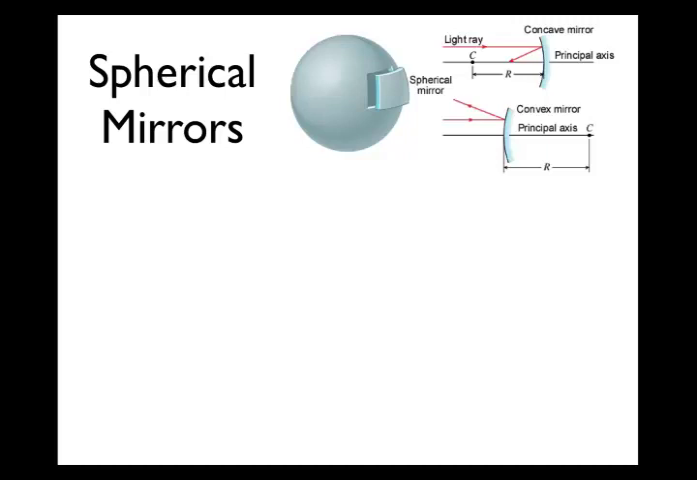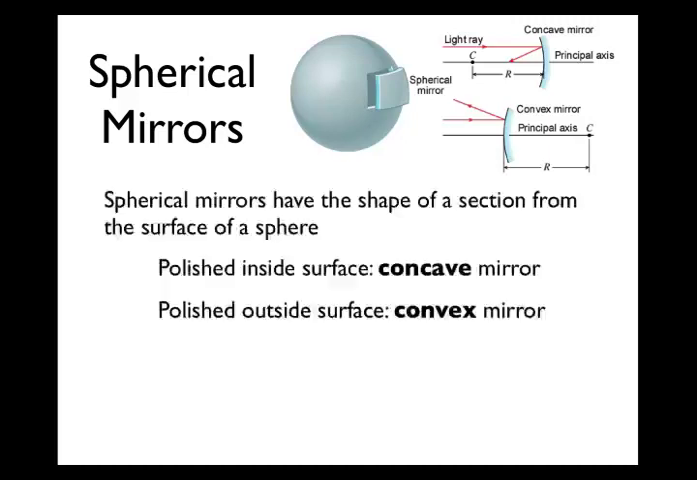Now we transition over and talk about spherical mirrors. So again, planar mirrors, the surface is flat. Spherical mirrors, the surface is curved, and so you can imagine cutting a little chunk out of a sphere that reflects light. If you have an inside surface that is polished, we call that a concave mirror. If you have an outside surface that's polished, we call that a convex mirror. So a concave mirror takes light and bends it down toward the center of that system, whereas a convex mirror takes light and bends it away from the center of that system.